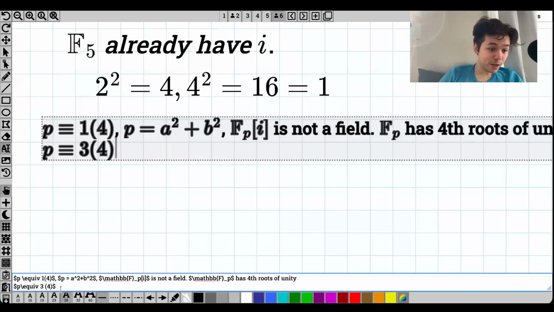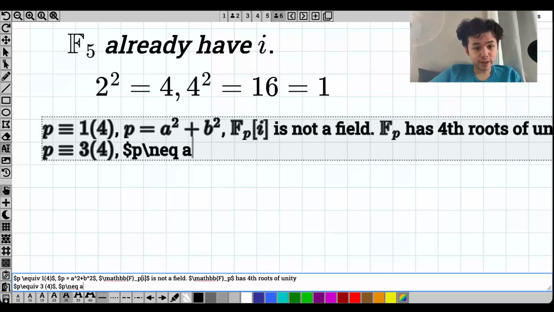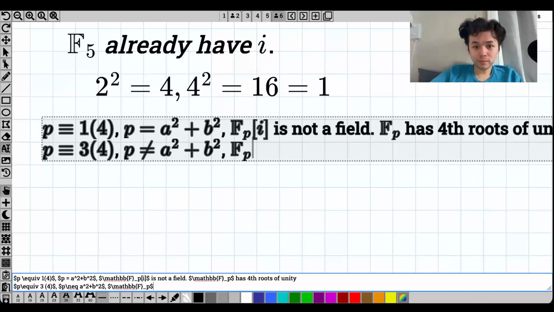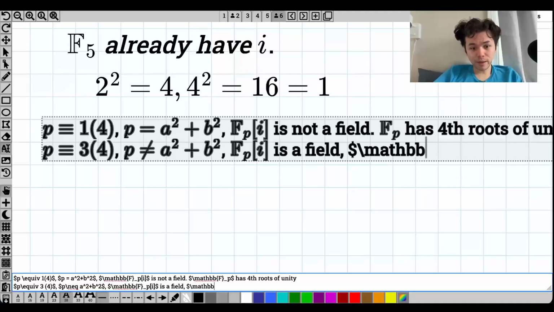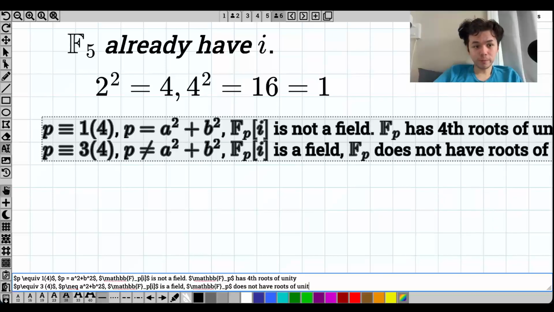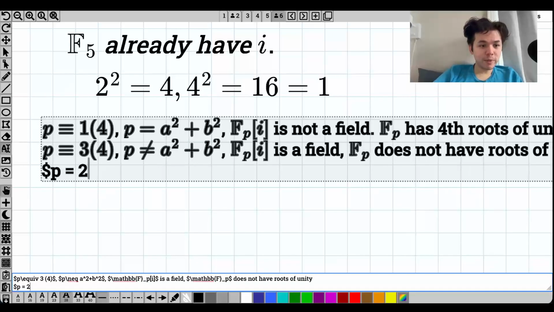If p is 3 mod 4, then p is not equal to a squared plus b squared. F_p of i is a field, and F_p does not have roots of unity. And then there's one more case, and it's p equals 2.